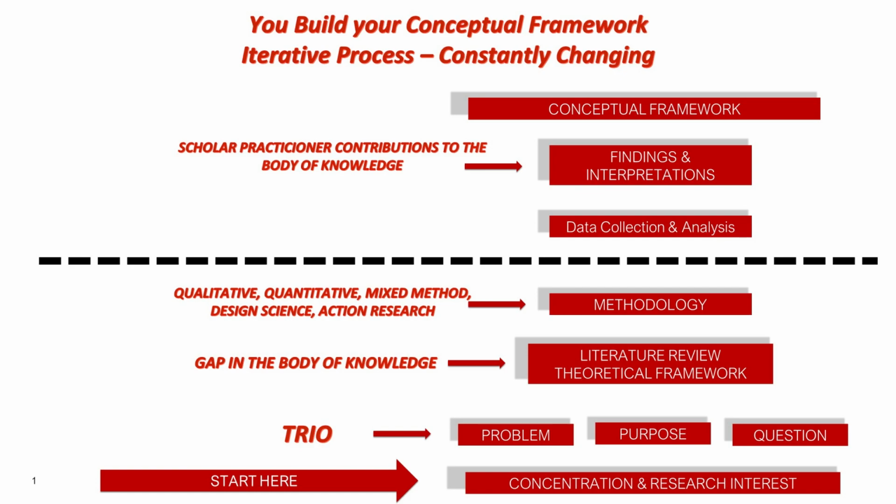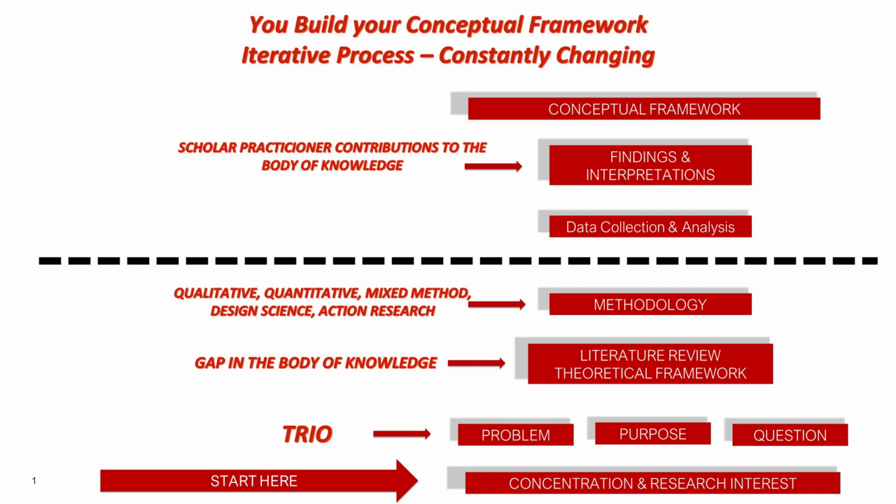It's important to remember that this is what we call an iterative process. Each time you review your literature, you're learning more about these constructs that you're writing about. This, in turn, is going to prompt you to revise and restructure your trio until you have a strongly aligned literature review that leads to the gap in the body of knowledge that aligns with the trio that will be the foundation of your dissertation research.